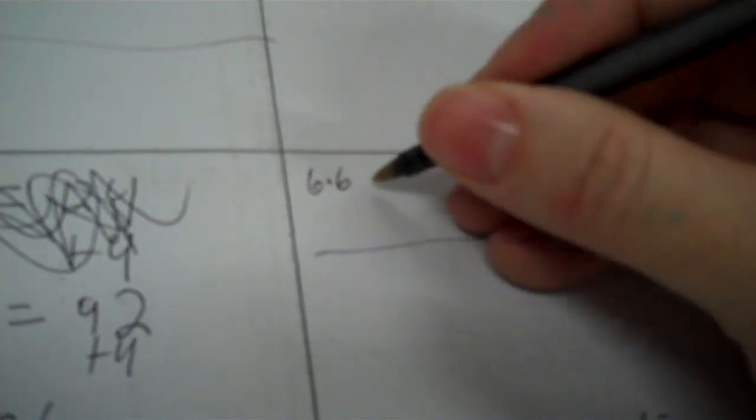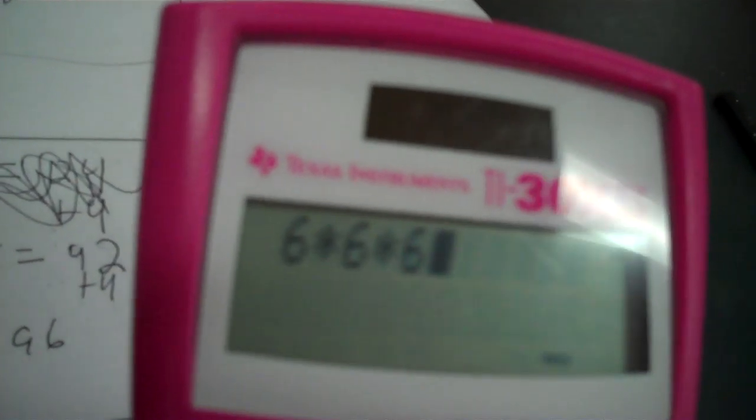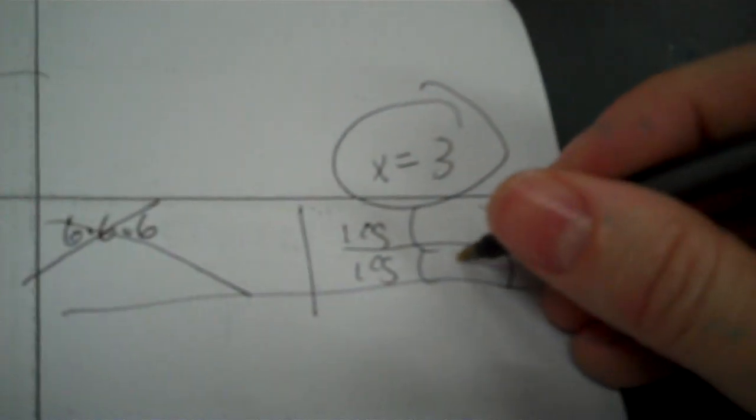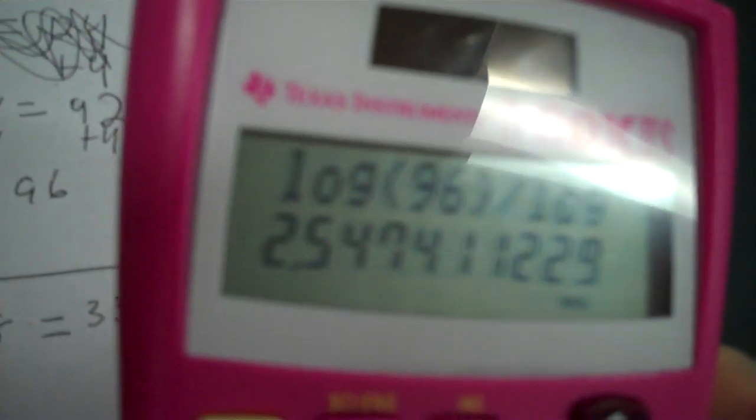Okay, so base 6 times 36, and that's going to be well over the 96, so that doesn't work. There's no way I can do that, so I do the log over log. So 6 goes on bottom, 96 on top. That's 2.55.